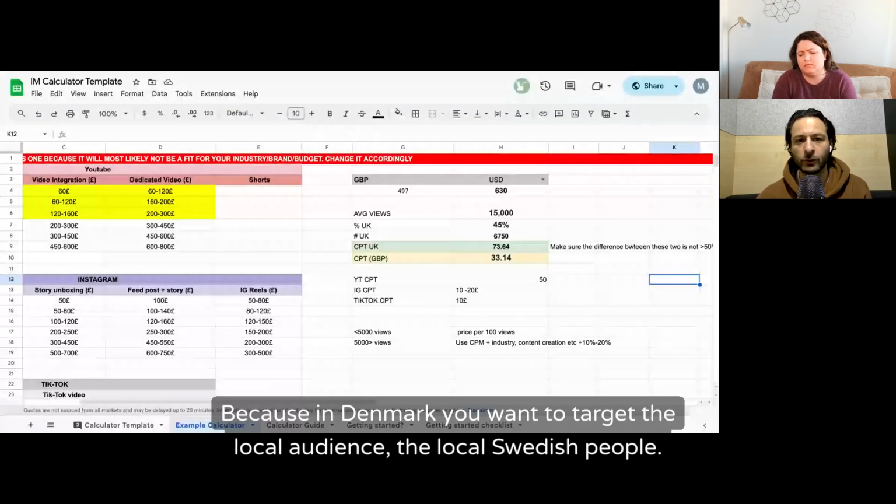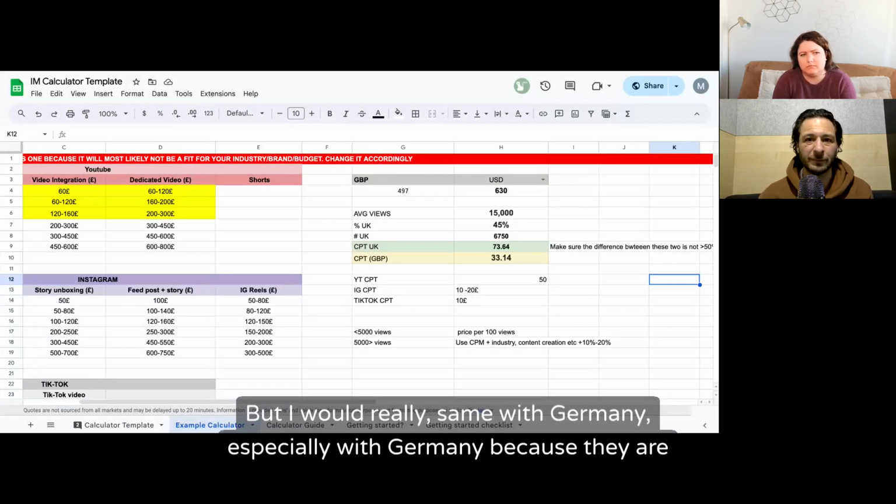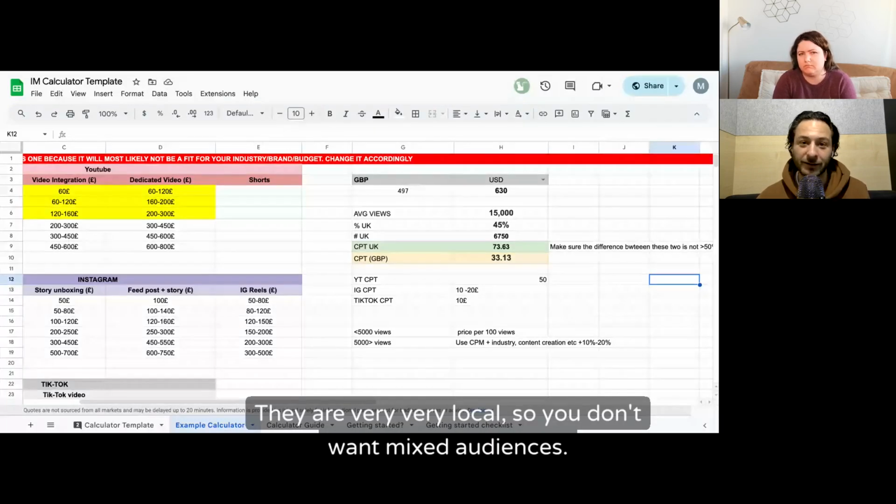you want to target the local audience, like the Swedish people, and if they have 10% Denmark, I would just calculate that as a bonus. But really the same with Germany, especially with Germany, because they are very, very local. So you don't want mixed audiences.